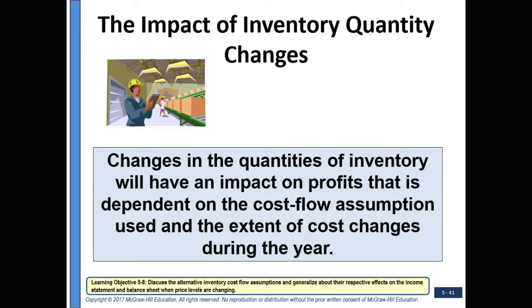Changes in the quantity of inventory have an impact on profits and are dependent on the cost flow assumption that is used and the extent of what those cost changes are during a given year. Costs are not stagnant. They do not remain the same over all the time in reality. So depending on the inventory system used and the cost flow assumptions, things can be different.